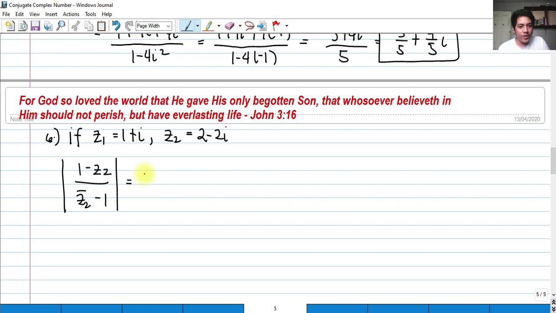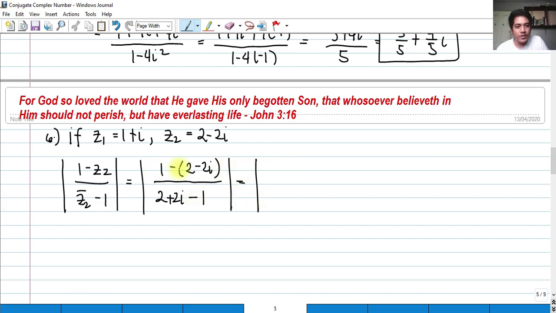Okay, so first, we have 1 minus z sub 2, that's 2 minus 2i. Be careful with the minus sign. You have to distribute that. Then over the conjugate of z sub 2, that's 2 plus 2i minus 1. So what will happen here is we have 1 minus 2, plus 2i all over 2 minus 1, that's 1 plus 2i. The modulus of that.